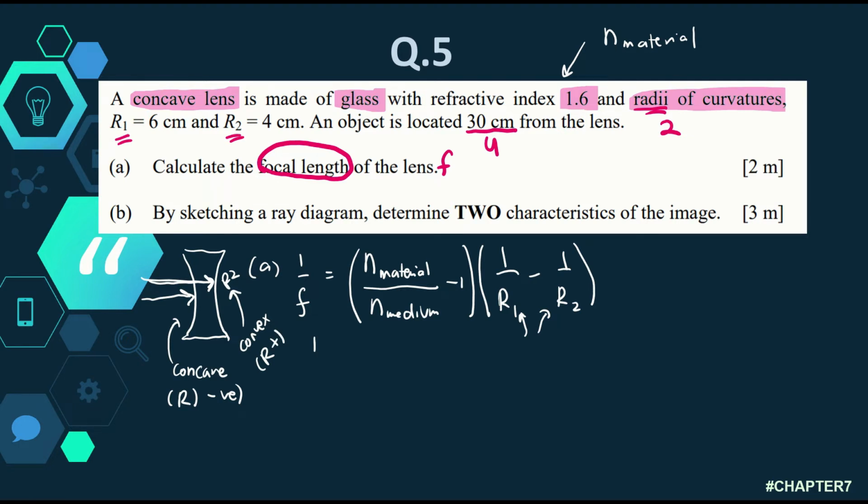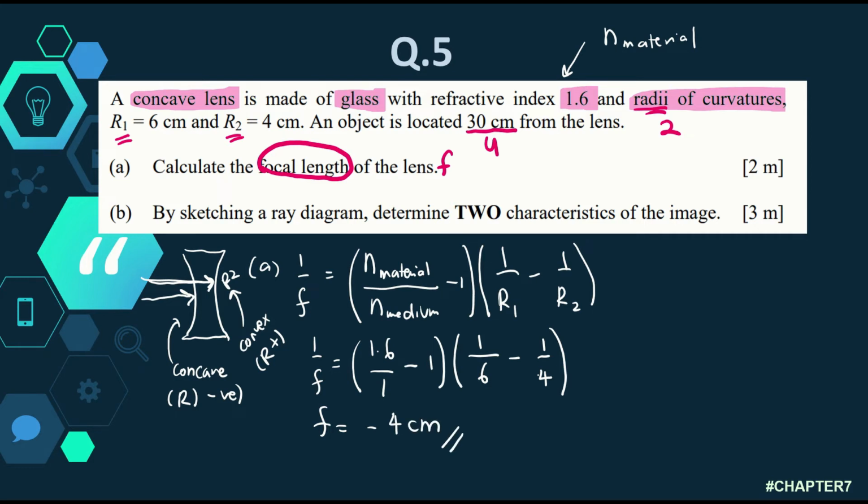Now we do the substitution. 1 over f is equal to 1.6 over 1, assuming it is in air, because it does not mention any medium, times 1 over 6 minus 1 over 4, positive 6, positive 4. Then your focal length is supposed to be negative 4 cm. Looking at this answer, your f is negative, which again proves that we are dealing with a concave lens.